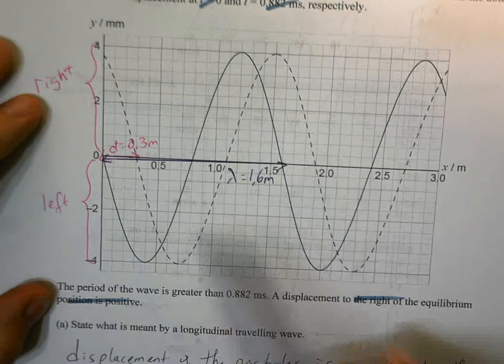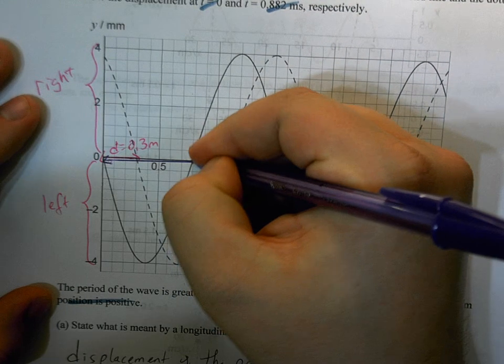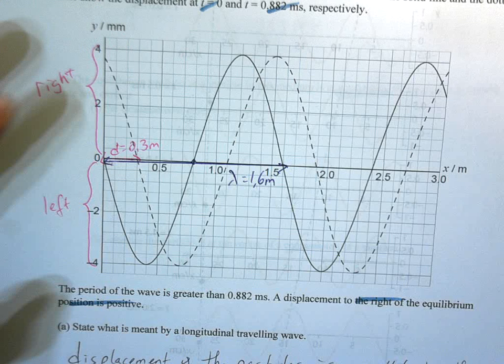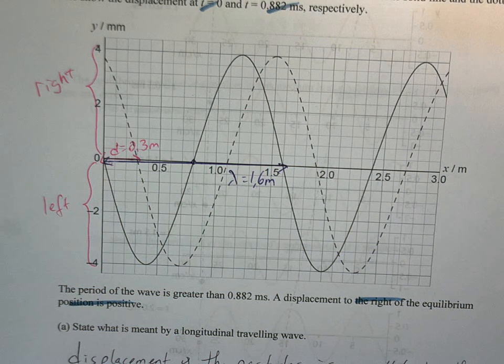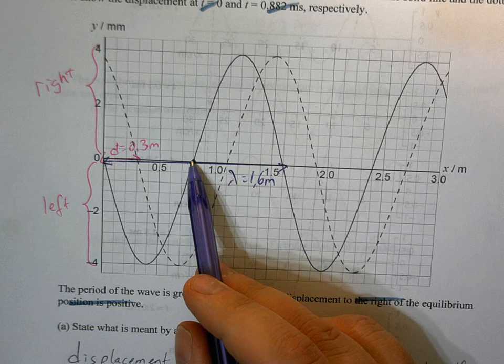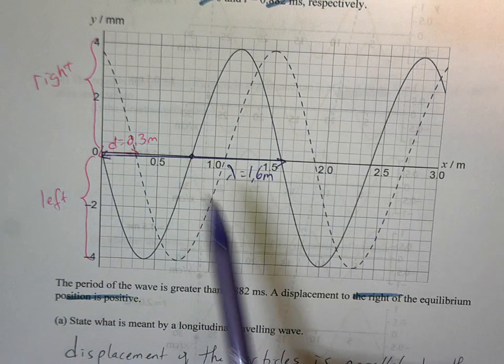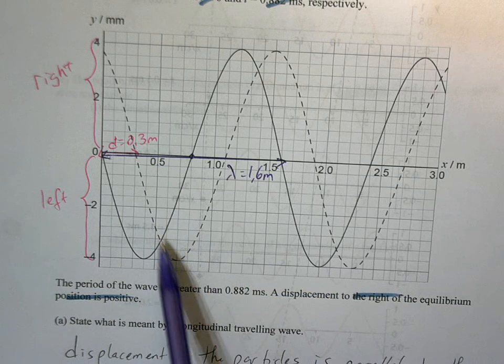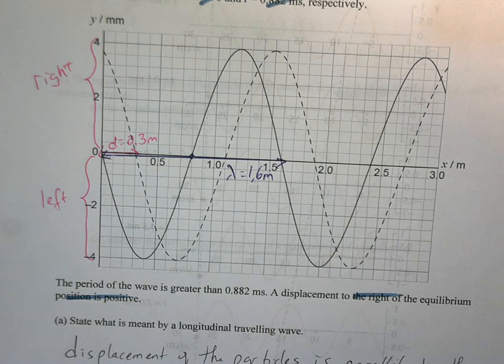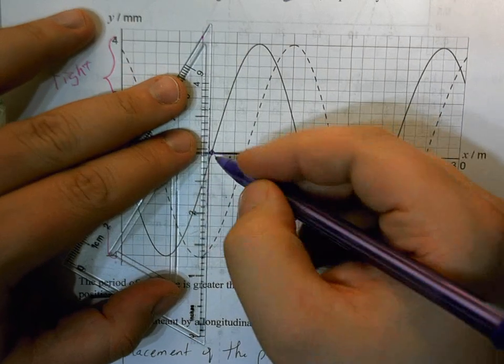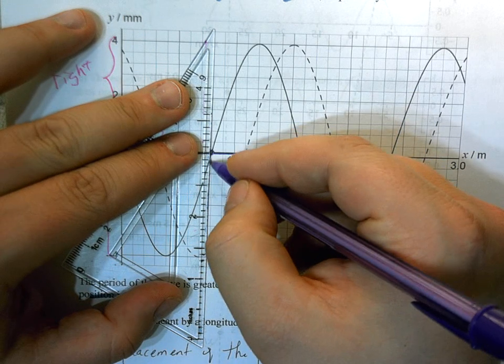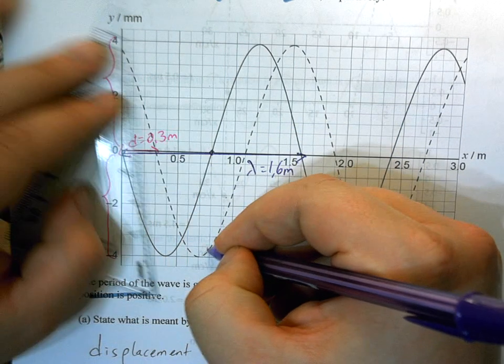So we're looking at the solid curve. Here is our position of equilibrium, at y equals 0. That's great. We want to see what is happening to this particle after some time. Notice that a little bit of time later, at t equals 0.882 milliseconds later, this particle in this medium, at this position, has now made its way down here on the graph.